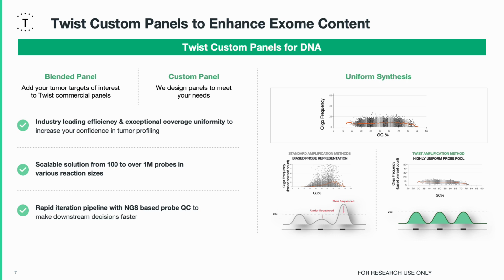The last product I want to highlight is Twist Custom Panel Solutions. At Twist, we don't just manufacture oligos, we focus on high quality performance and consistency at delivery. Our synthesis platform enables uniform oligo production across the full GC spectrum, and we boost probe representation based on GC content to ensure balanced hybridization efficiency, a critical step when targeting low complexity or difficult genomic regions. Every panel is NGS-QC to confirm that probes are present at the expected representation.